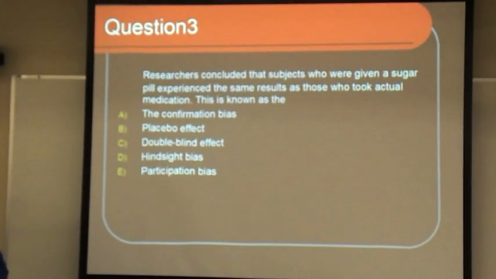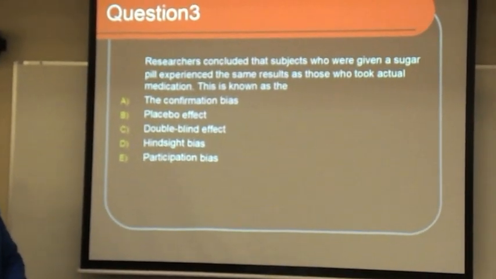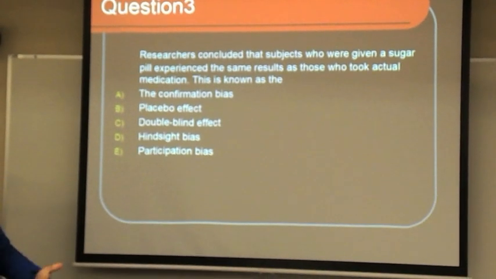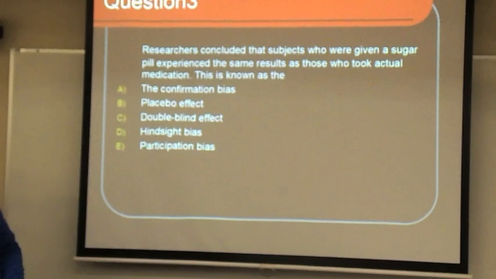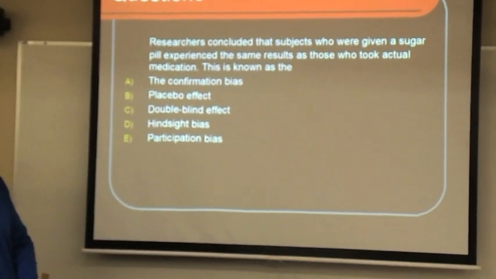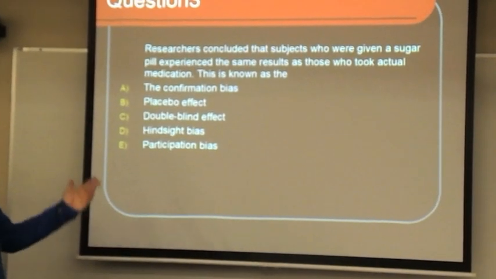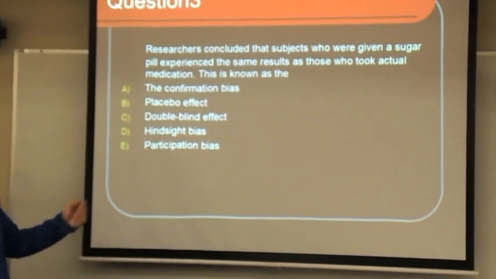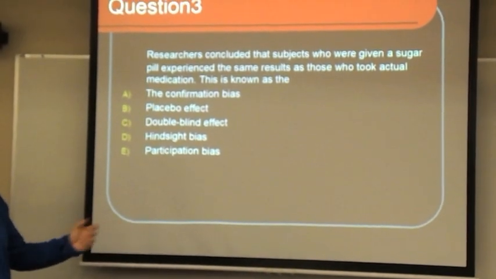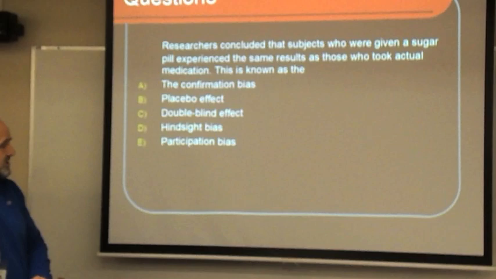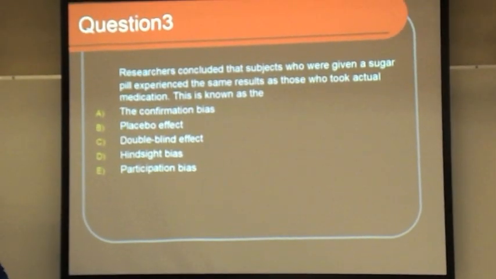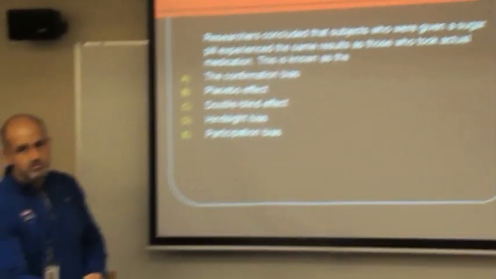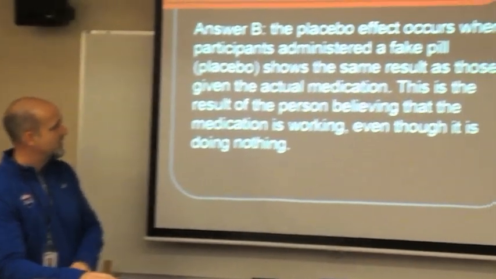Now, common question here. Researchers concluded that subjects who were given a sugar pill experienced the same results as those who took the actual medication. Now, the key thing is their sugar pill. Right off the bat, that should tell you what the answer is. Is it confirmation bias, placebo effect, double-blind effect, hindsight bias, or participant bias? Well, right off the bat, we know a sugar pill is a placebo. It's a fake pill. So if you wrote down B, exactly right.